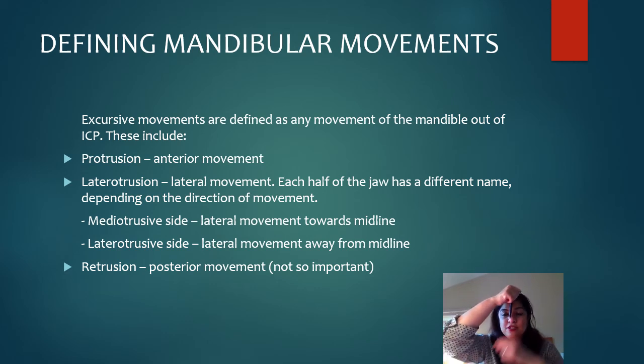If you're moving the jaw towards the midline, it's called mediotrusive. If you're moving the jaw away from the midline, it's called laterotrusive. So you draw a middle point in your body and call it the midline. If you're moving your jaw towards your midline, it's called mediotrusive. You're moving it away, it's called laterotrusive. Retrusion is where you're trying to push the mandible back, but that's not possible. Why? Because the mandible is stuck in the fossa, so that's not really important.